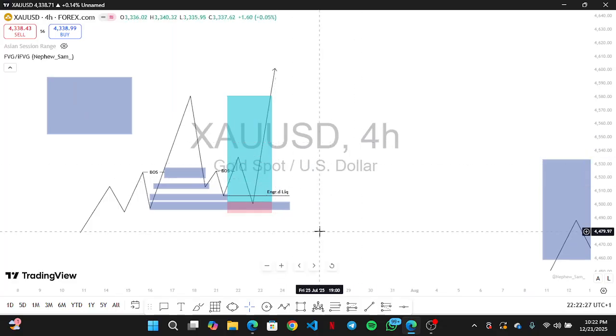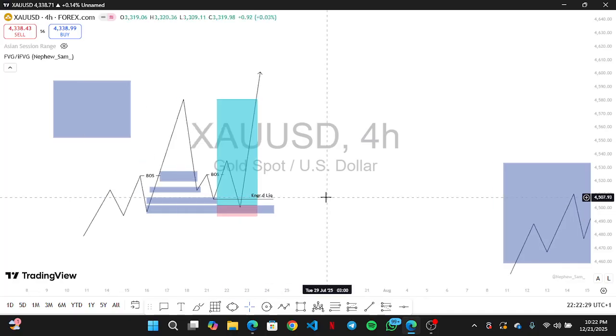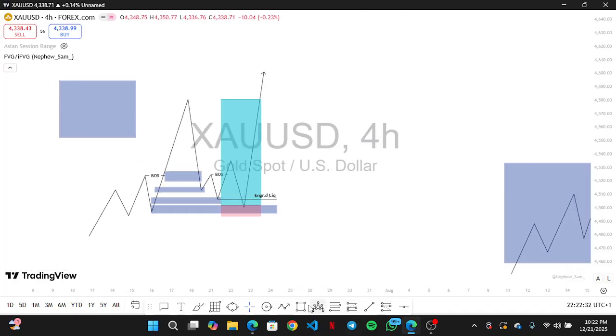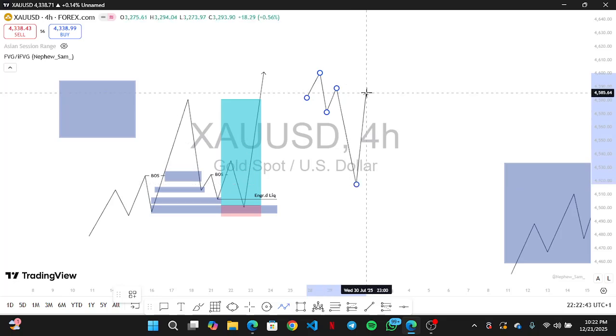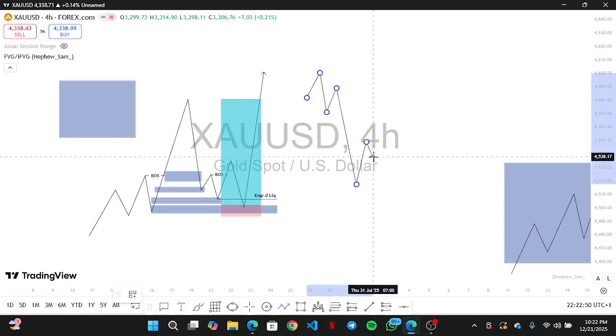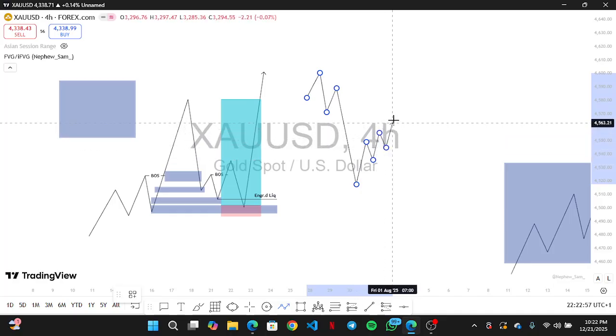I told you guys it's the same case, vice versa for sales. Let me just mark it out quickly, as quick as possible. We don't have time to waste. So in the case of sales now, as you can see, this will be a sell here. Market failed to create any inducement leg, but rather the market is just coming back up into the supply zone slowly, doing all this and that.